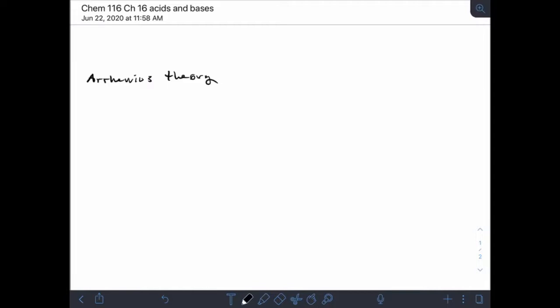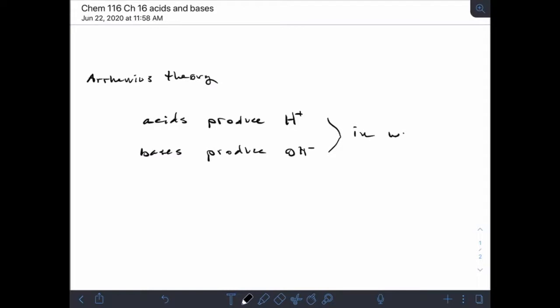But the Arrhenius theory is pretty straightforward, and it says that acids produce H+, and bases produce OH- in water. Okay. Anything that's an acid will make H+ in water. Anything that's a base will make OH- in water.